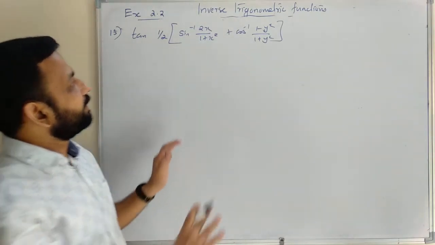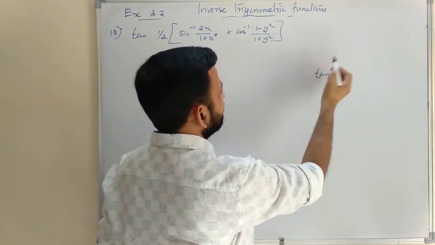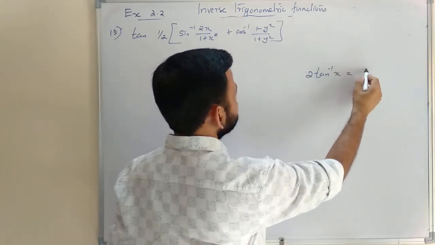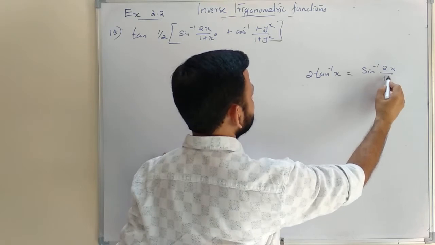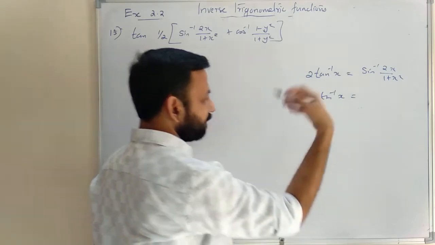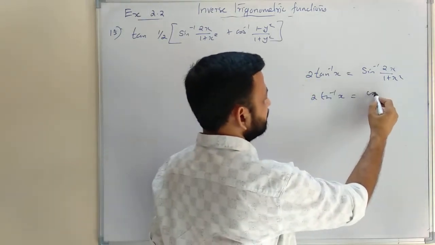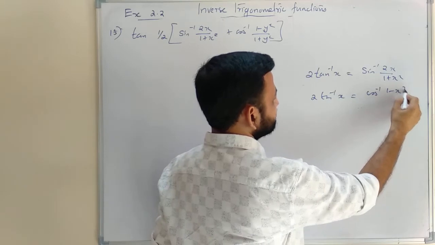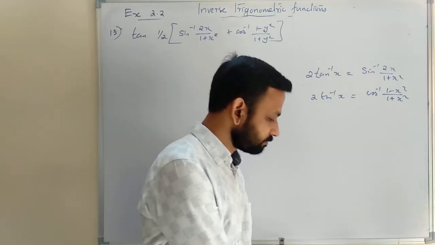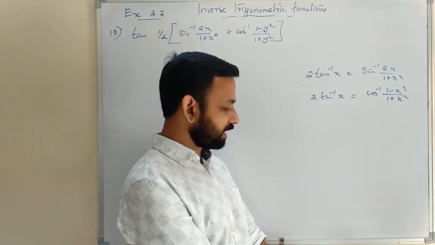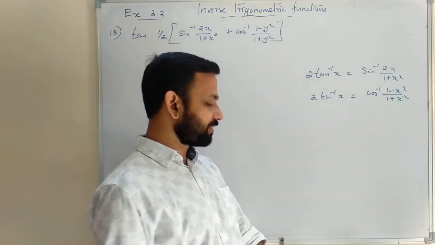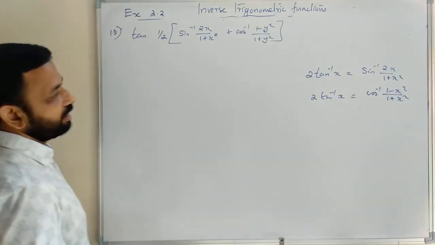In the properties we learned that 2 tan inverse x is equal to sin inverse 2x upon 1 plus x square. And one more form in terms of cos: 2 tan inverse x is equal to cos inverse 1 minus x square upon 1 plus x square. That is property number 6.